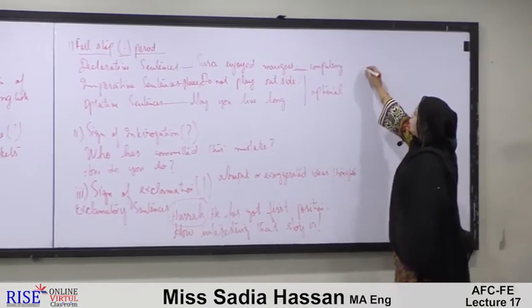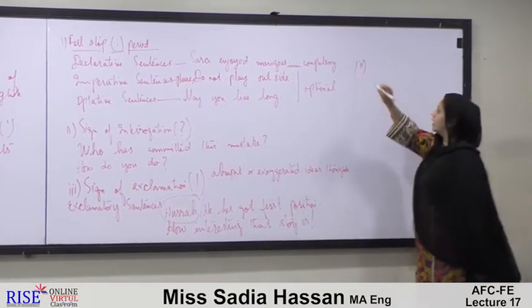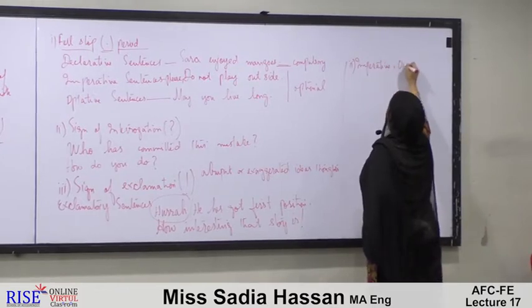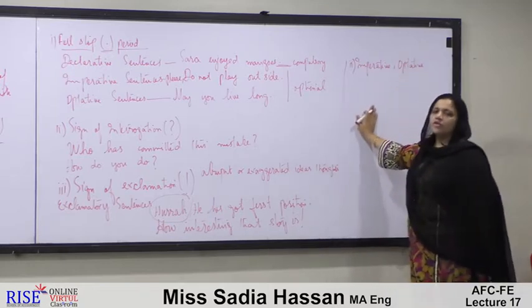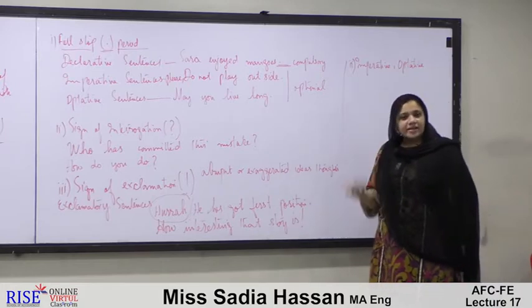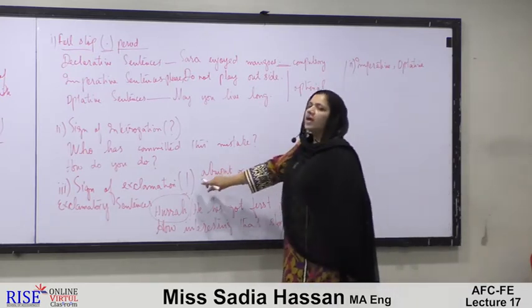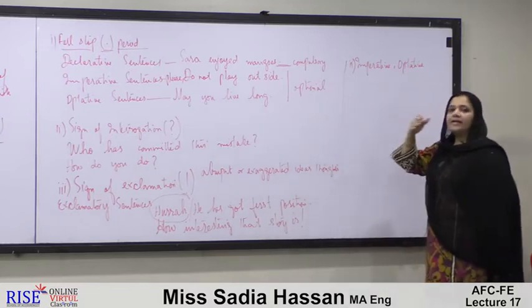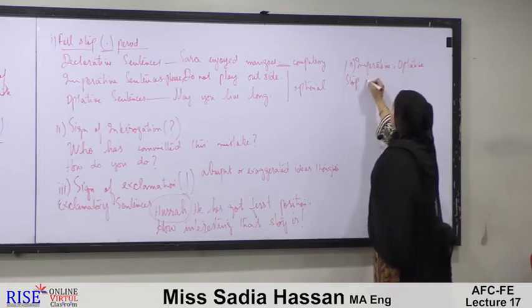The second use of the sign of exclamation is that it might be used at the end of imperative and optative sentences. Why? Because whenever we want to make the statement more intensive and more influential, we use this mark, as it represents exaggerated thoughts. So we use this mark of exclamation to represent intensive thoughts. For example, stop making noise!